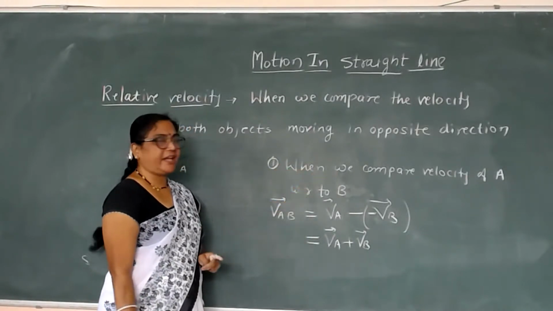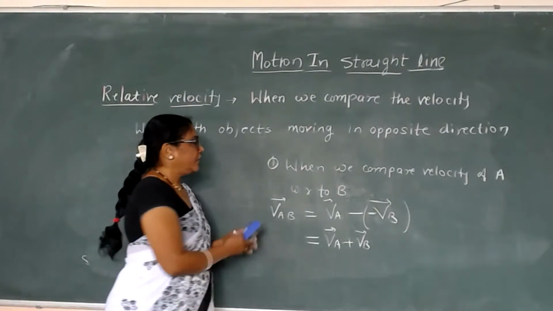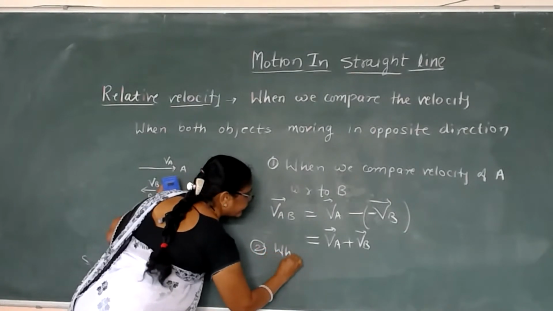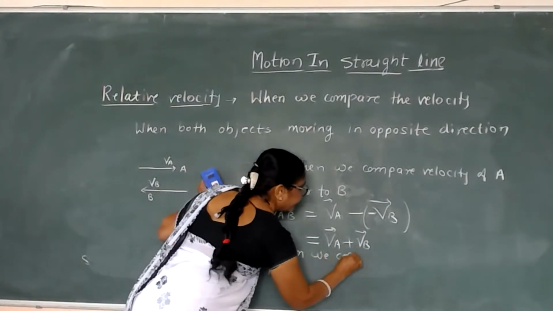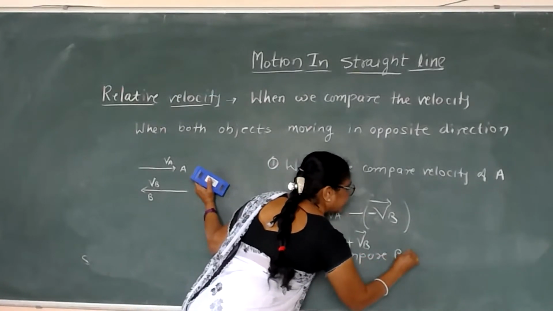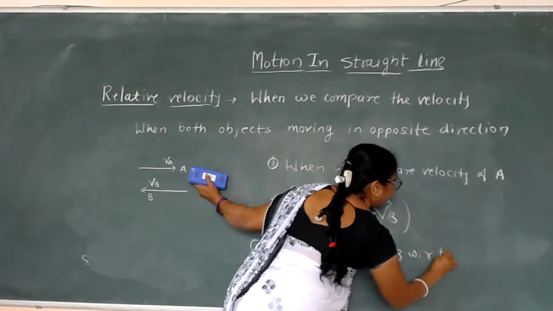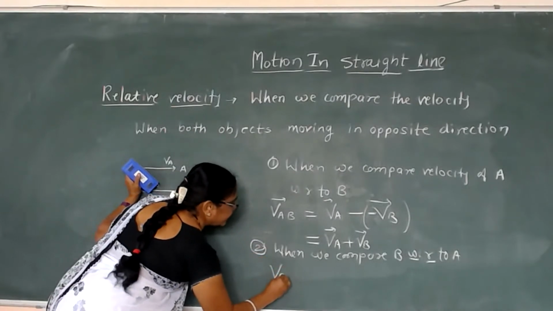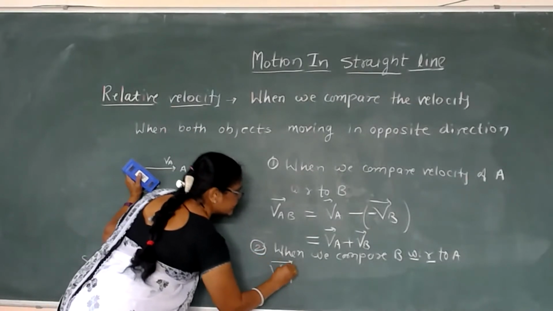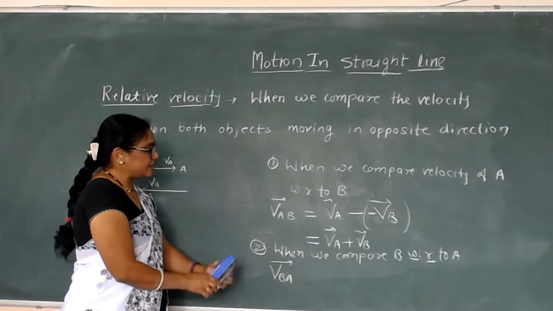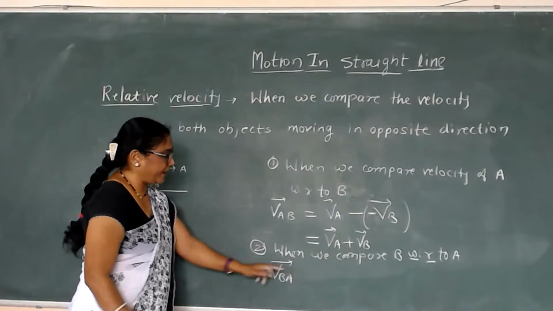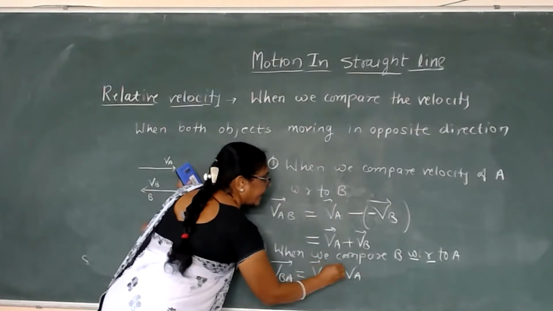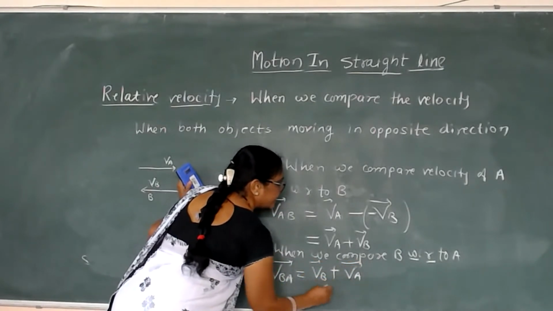Otherwise, when we compare B with respect to A, it is the same formula. The relative velocity VBA is equal to VB minus VA. But the direction of A is opposite to B, therefore minus minus plus, giving VB plus VA.